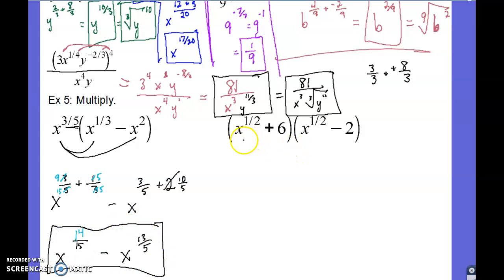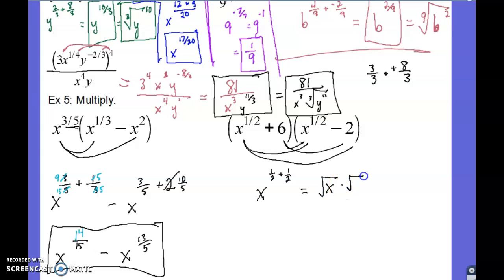And then over here, you can practice with FOILing. And x to the 1/2 times x to the 1/2. Remember, you add your exponents. Well, 1/2 plus 1/2 would be just 1. And that should make sense, because think of it as the square root of x times the square root of x, which is equal to just x, which is the same thing as x to the first.